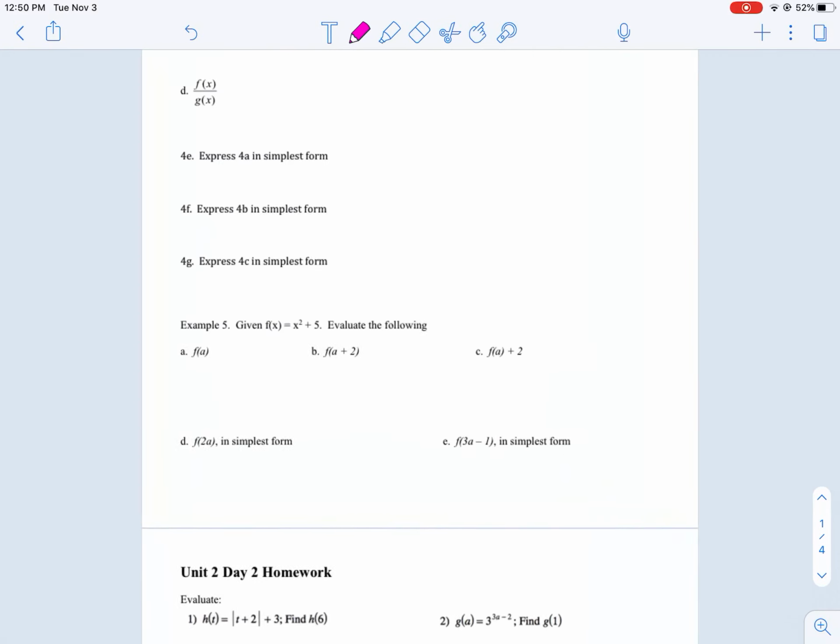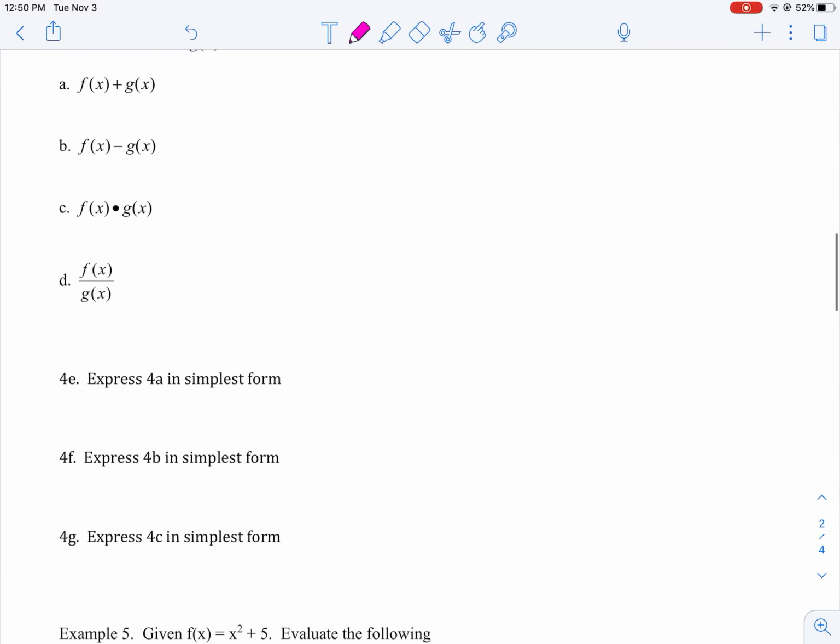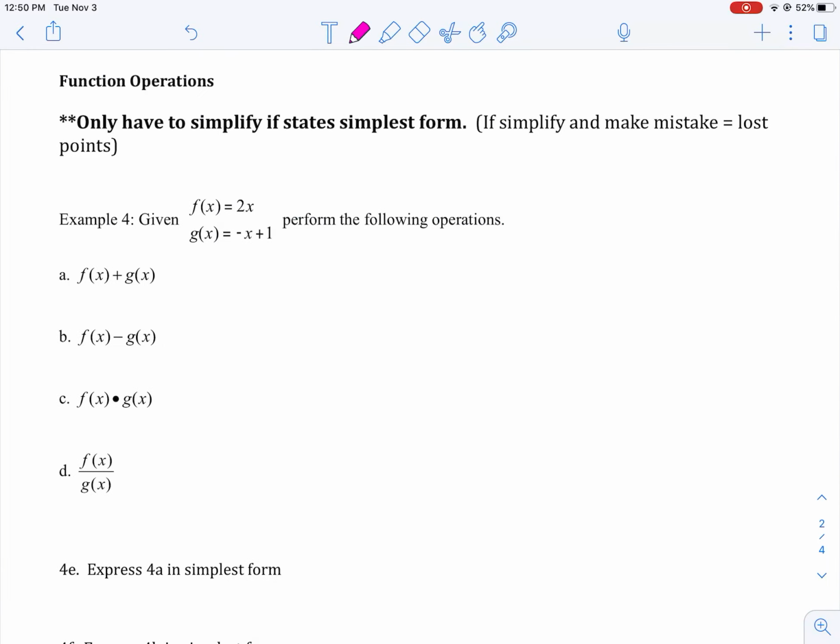All right, last page here. We're moving on to compositions of functions. Take a drink here real quick.